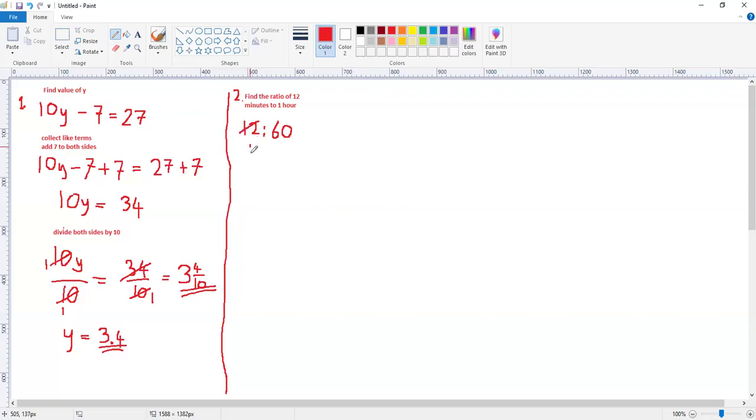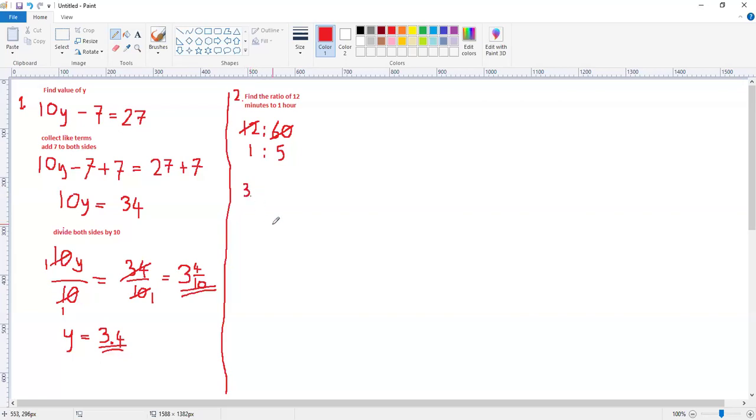So 12 in itself goes one time, and 12 in 60 goes how many times? 6. I mean, wait, no, 5. Five, exactly. Correct. So that's 1 is to 5, and that is the answer. Yes, that's very correct. That was quite easy.